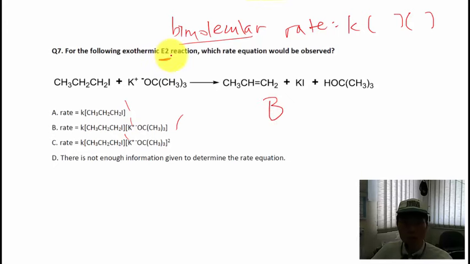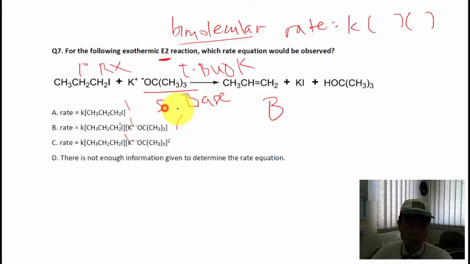How do you get the 2? Bimolecular, 1 mole of each, just B. It tells you it's E2. Why is it E2? Primary RX, no steric hindrance. Strong base, non-nucleophilic. Tert-butoxide. This is a t-butoxide, some people call it. Just a base. Strong base. Non-nucleophilic. Okay, B.